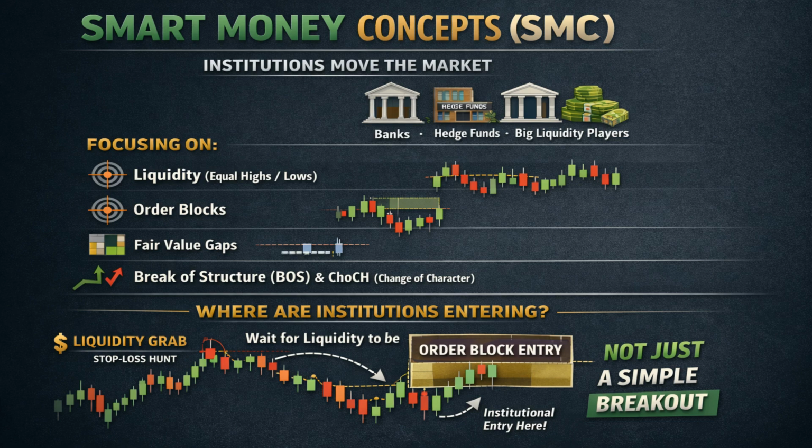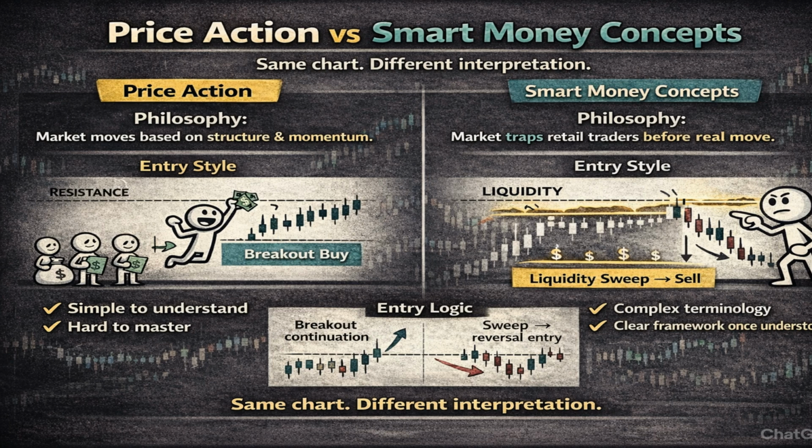Now let's talk about smart money concepts. SMC is built around the idea that institutions move the market: banks, hedge funds, big liquidity players. Instead of just reading structure, SMC focuses on liquidity, equal highs/lows, order blocks, fair value gaps, break of structure, BOS, change of character, CHOCH. It tries to answer: where are institutions entering? So instead of buying a simple breakout, SMC traders wait for liquidity to be grabbed first. It's more narrative-driven.